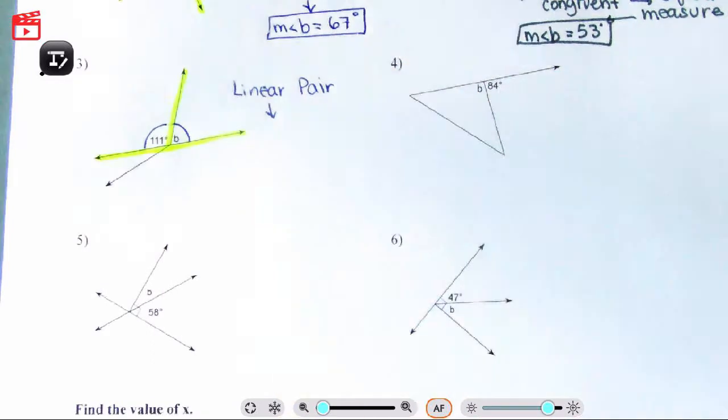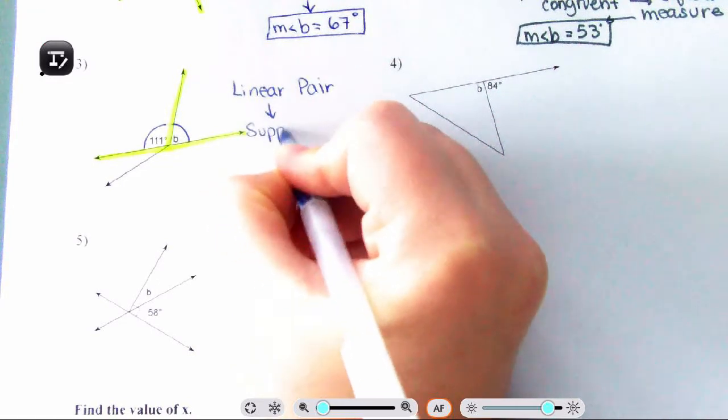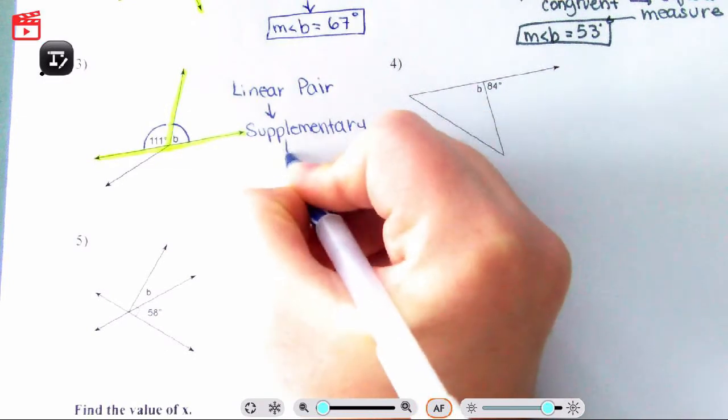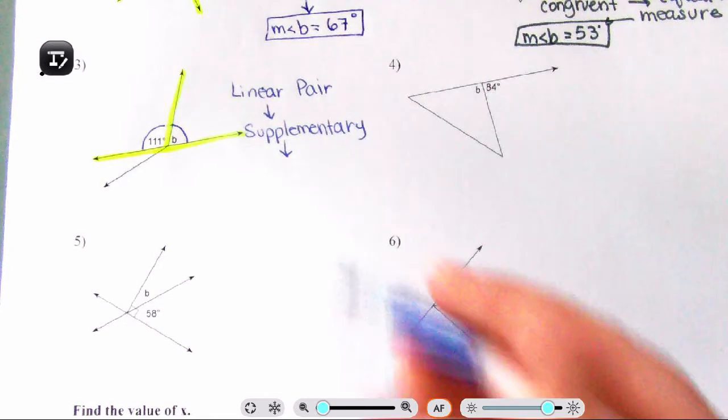And then what does it mean to be a linear pair? A linear pair means these angles are supplementary. And what does it mean to be supplementary? Here's something you can use to remember the difference between complementary and supplementary. If you have an angle that's supplementary, think of supper. When you're eating supper, you want a lot of food, and a lot of food means a bigger angle. So we have 180 degrees.